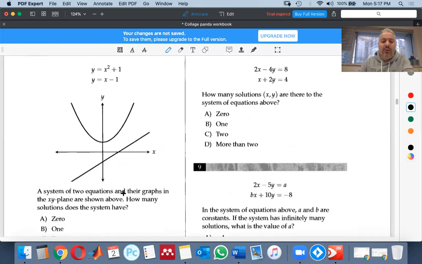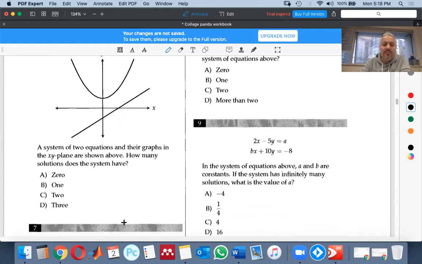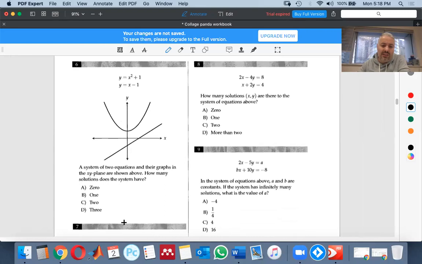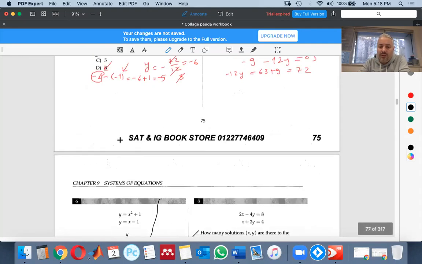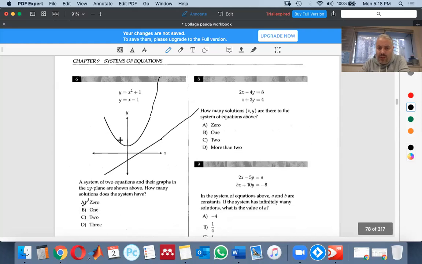A system of two equations and their graphs in xy is given. How many solutions does the system have? What do you think? No solution. The answer is zero since there is no intersection. Since it goes like that and this goes up, they never intersect each other. Okay, now what about 8?